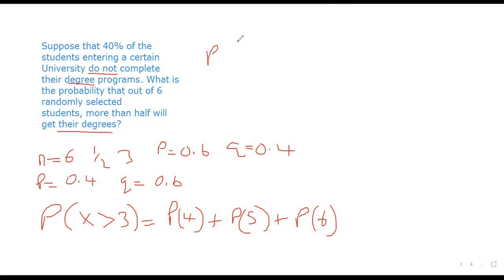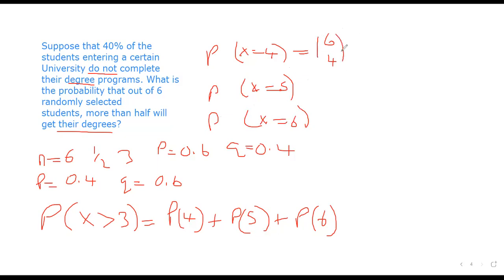What's the probability x is equal to 4? So this is 6 combination 4. Then the probability of x equal to 5, and the probability of x equal to 6. So 6 combination 4. What is our P this time? 0.6. And what is our Q? 0.4.